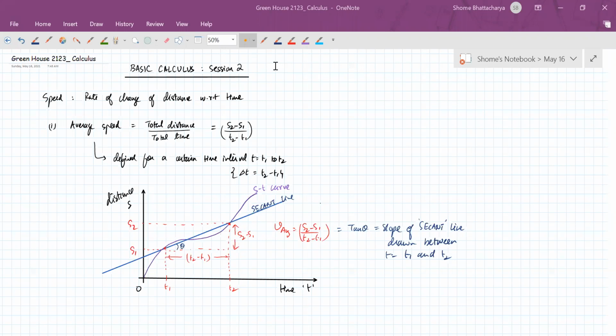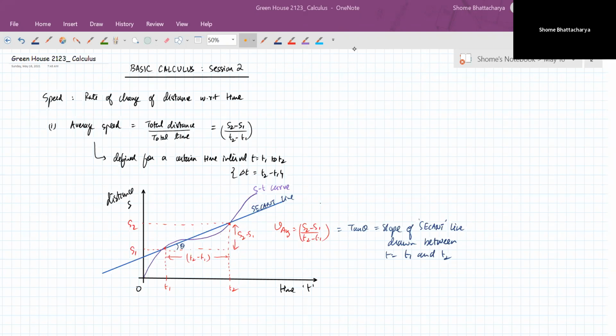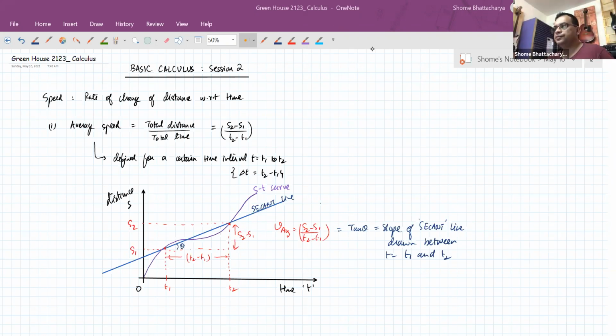But the moment we are talking about speed in a very small interval of time, we should not use the term average speed anymore. We should exclusively use the term instantaneous speed. So instead of saying that it is average speed for a very small interval of time, we will say it is distance traveled divided by time for a very small interval of time. So that is the difference between how we will denote average speed and instantaneous speed.